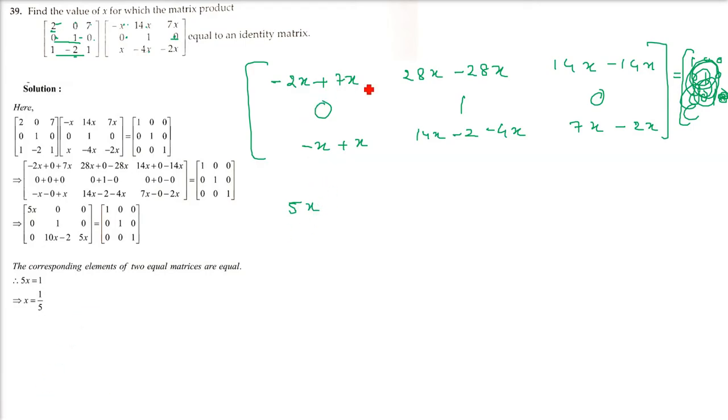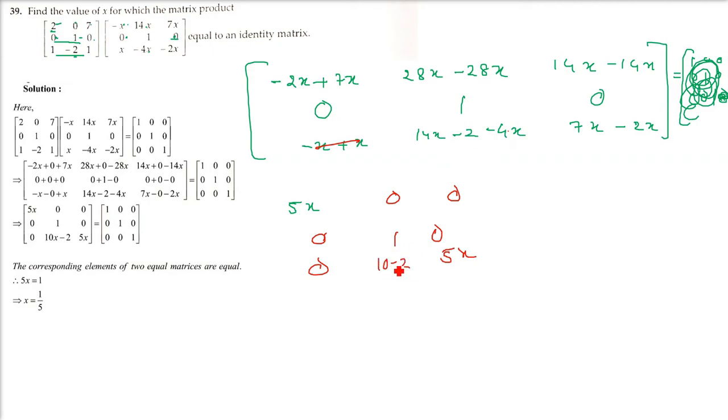7x minus 2x is 5x. This is going to be 0. 14x minus 14x is 0. 0, 1, 0. This is also 0. 14 minus the last one is 5x. 14 minus 6x. That is going to be 14 plus minus 4 is 10x. 10x minus 2.